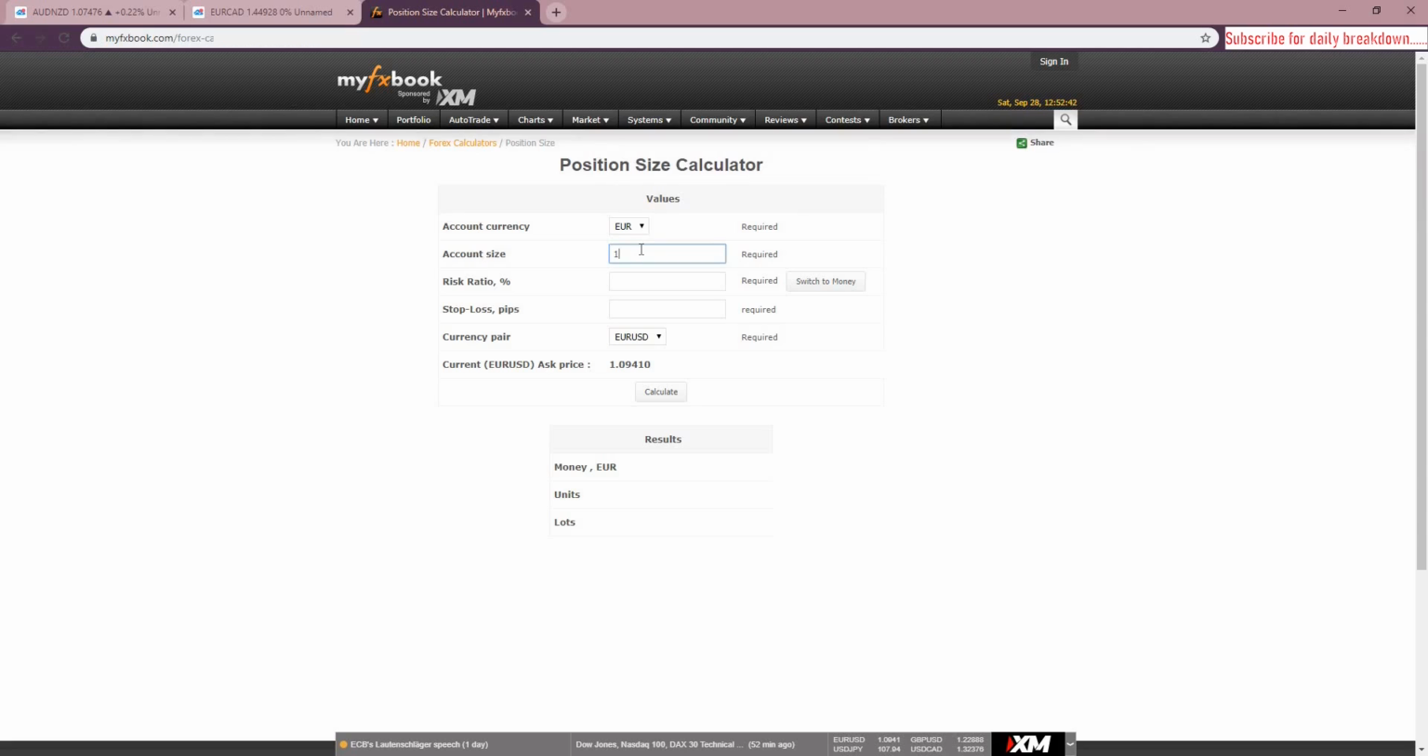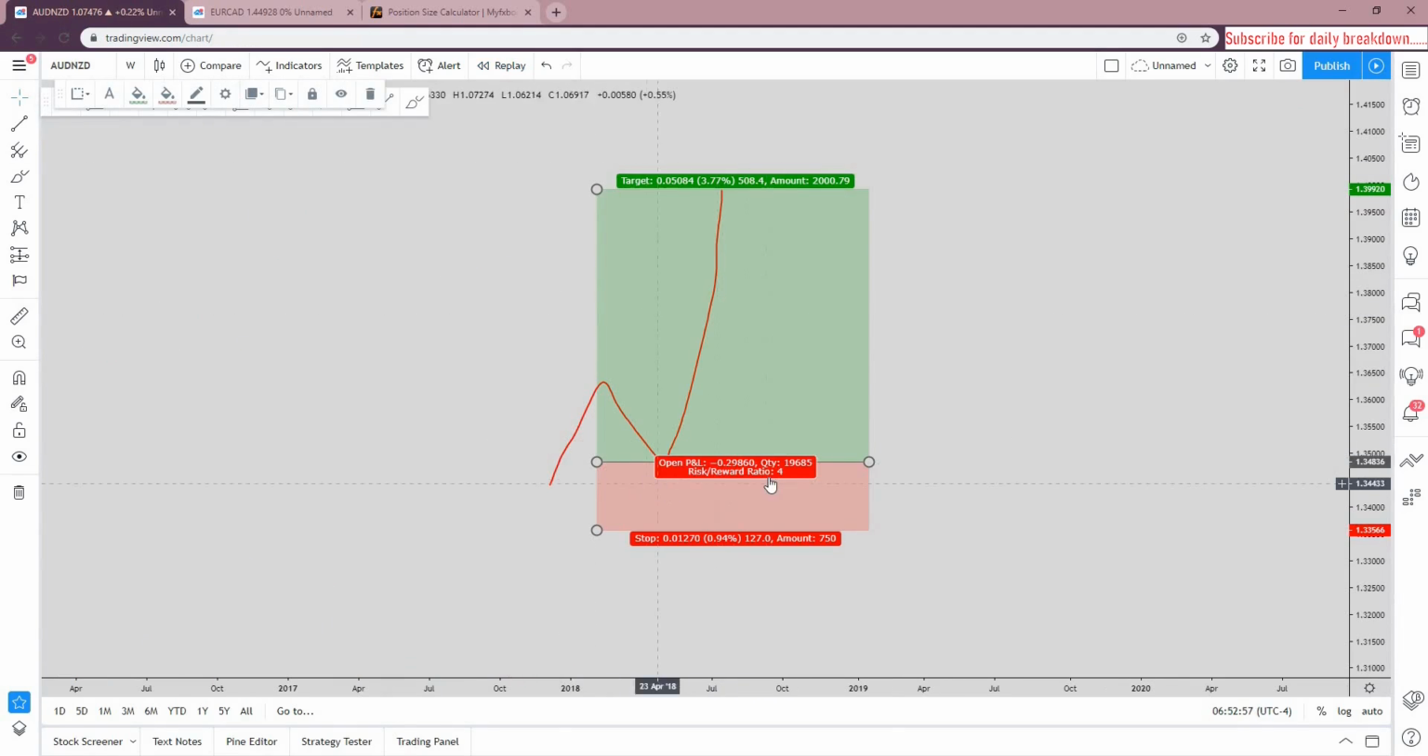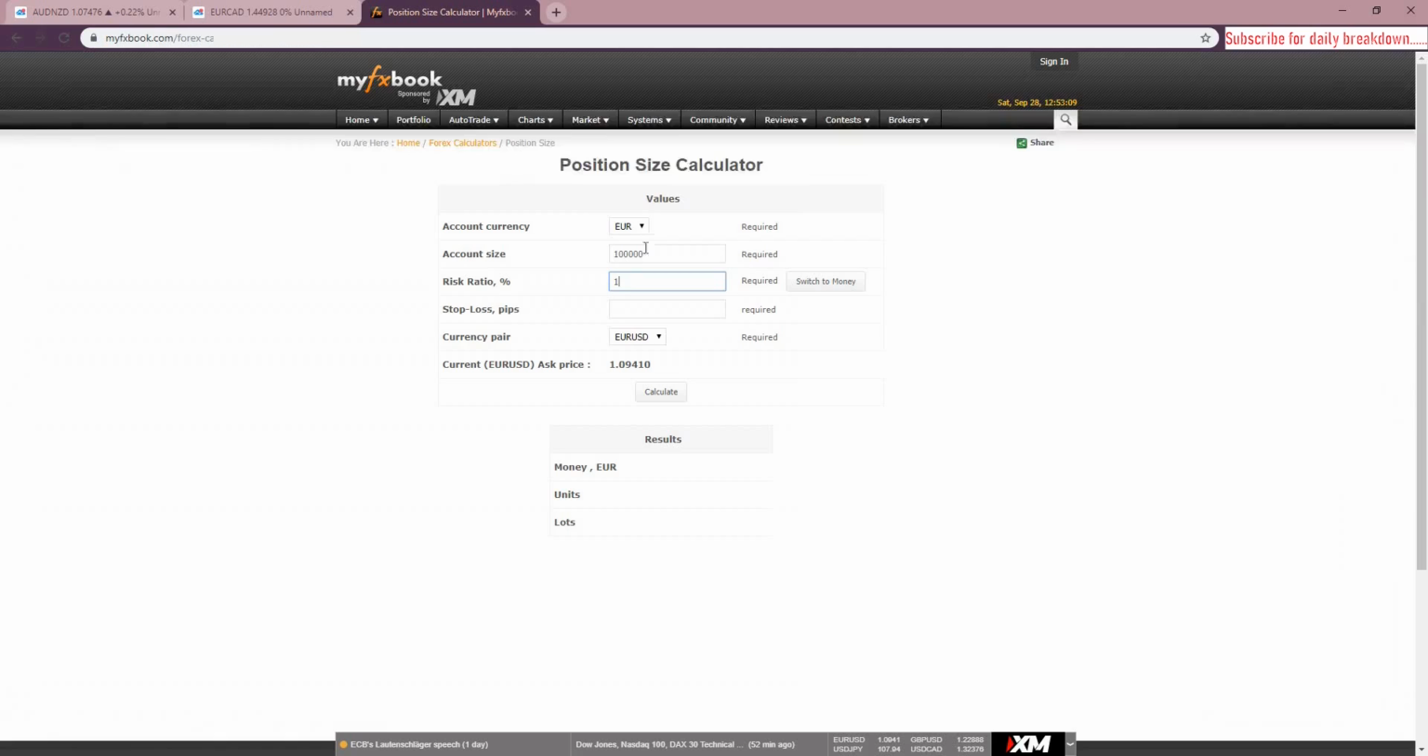Now, what you're supposed to do on this page is just put inside the balance of your account. Let's make an example. Let's put 100k. You want to risk 1%. Now, how many pips is your stop loss and which currency pair are you trading? In our particular situation, we were on AUD NZD, and on AUD NZD we are risking 127 pips, and we want these 127 pips to be 1% of our account. So let's put 127 pips, and let's select AUD NZD. We calculate, and you get 1.36 lots.